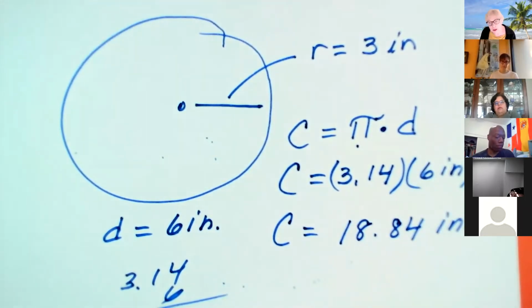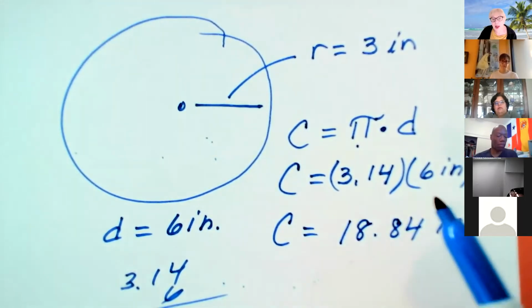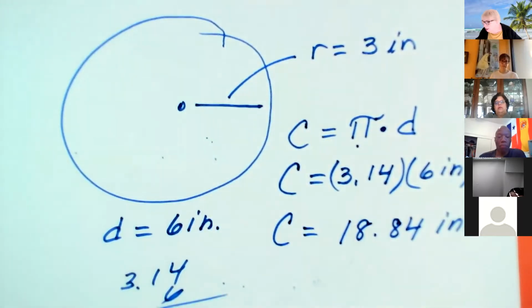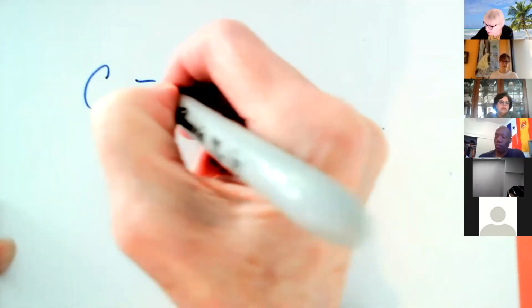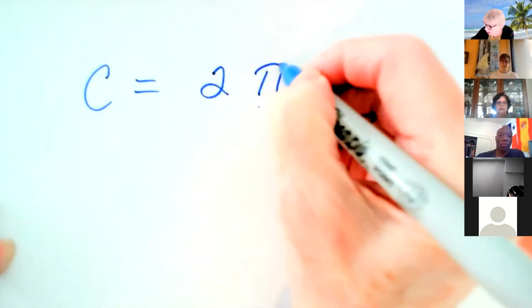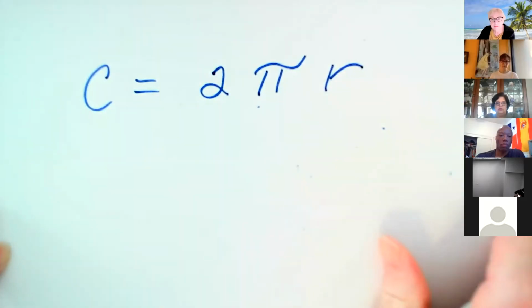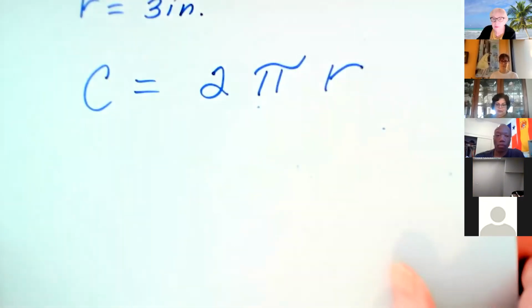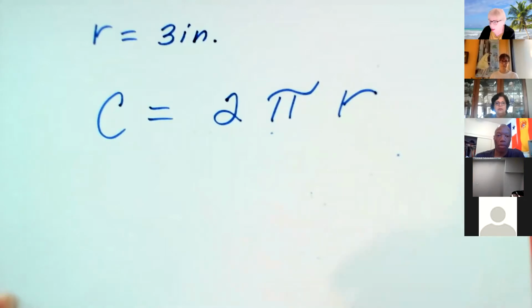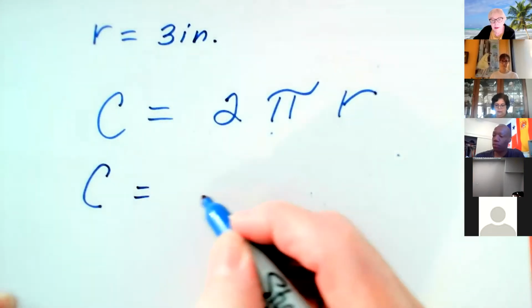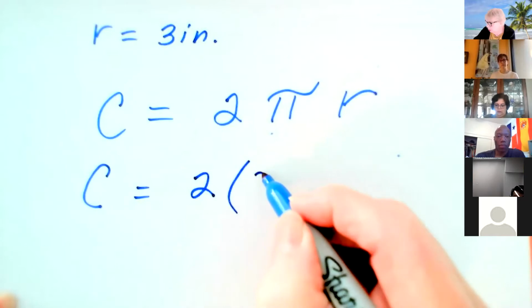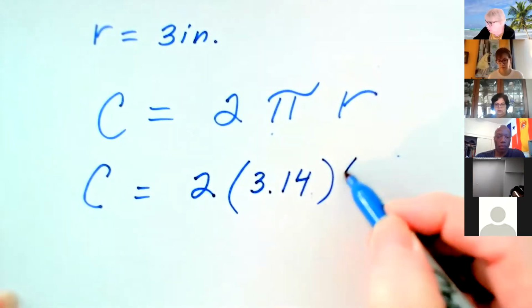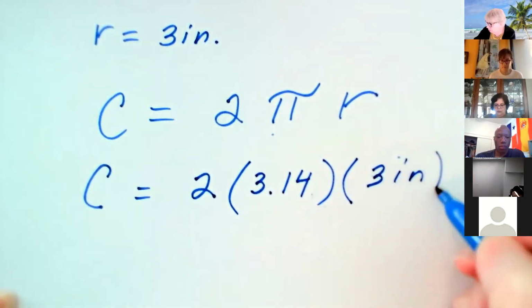Now there's another version of this formula. I kind of like this because of the, you know, moving the thing around. But the other version of the formula is this, 2 pi r. So with my same exact formula, we had r was 3 inches. I think it was 3 inches. So it would be 2 times 3.14 times 3 inches.